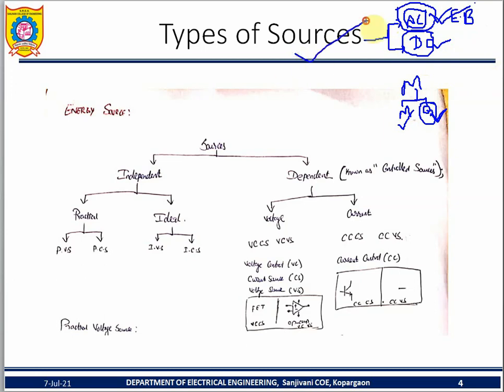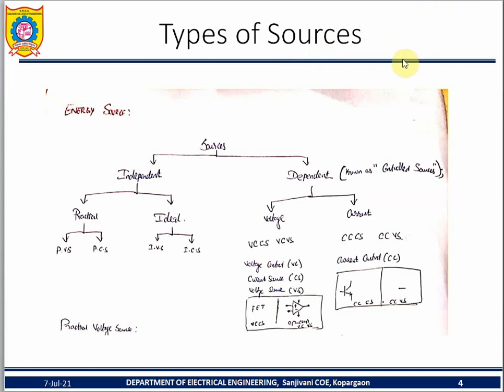So, types of sources: generally AC source and DC source. Further, these sources are classified into independent sources and dependent sources. Dependent is nothing but controlled sources. Independent sources are generally classified into two types: one is a practical source, another one is an ideal source.